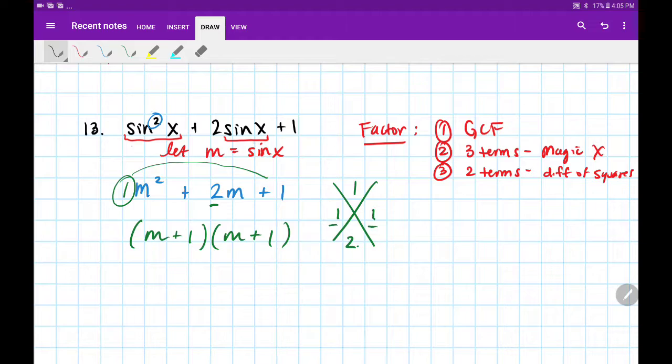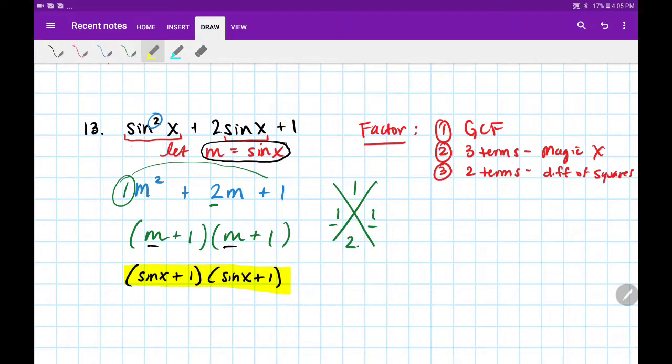However, the original question didn't start with monkey, correct? That was our invention. So in the last step, we need to replace monkey with sine x. So it'll be sine x plus 1 times sine x plus 1, and we're finished. We factored.